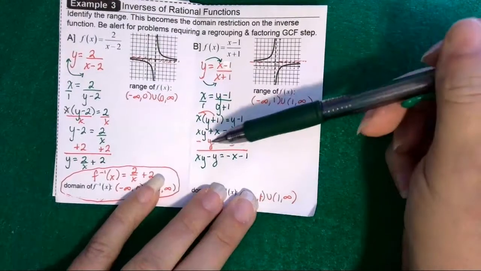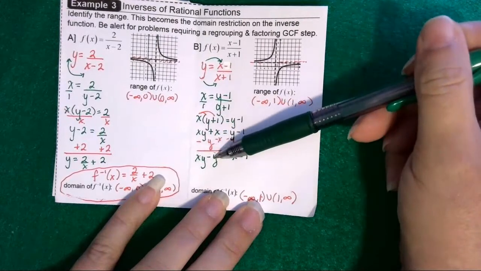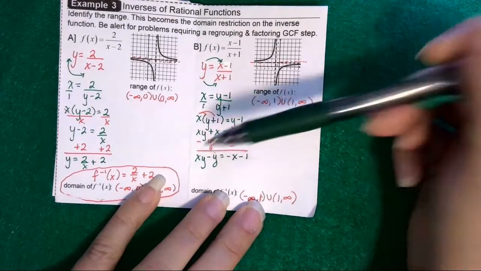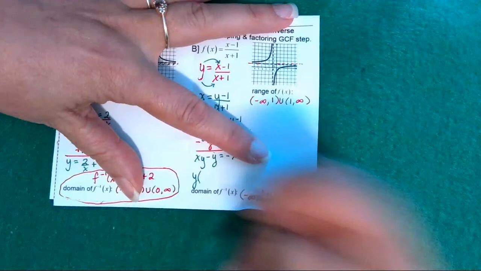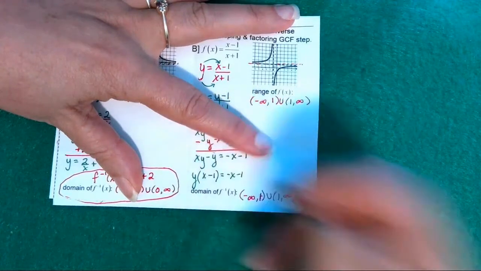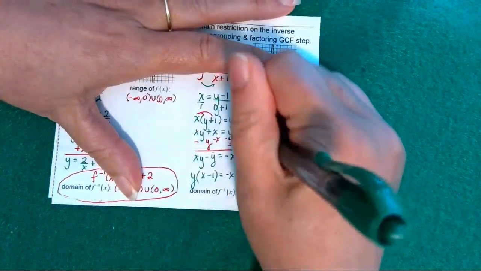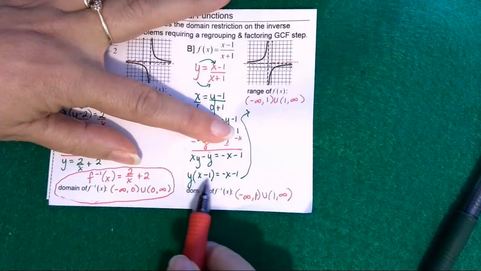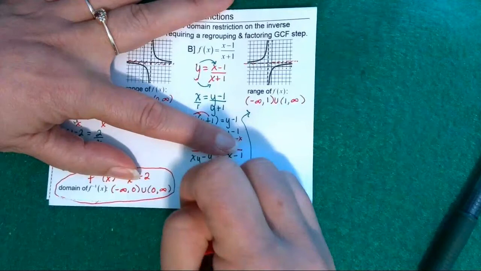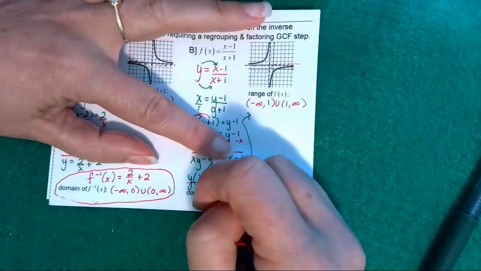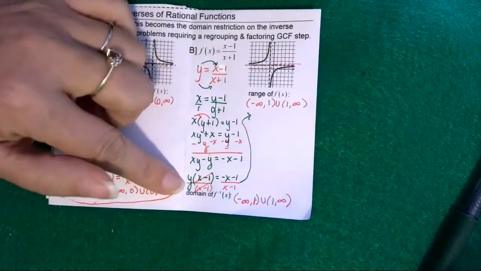Okay, now I want to notice that this xy minus y, that binomial, has a greatest common factor of y. So I'm going to factor out that y to the front, and I'll have y times the quantity x minus 1 is equal to negative x minus 1. And then I can see that if I divide both sides by this binomial, I'll have my y by itself. So I'm going to divide both sides by the quantity x minus 1. And so here these x minus 1's cancel and my y is by itself.